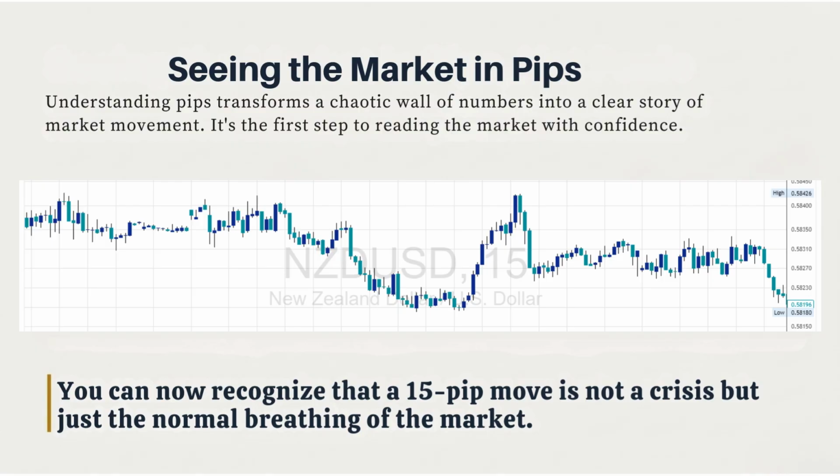What does that intuitive awareness actually look like when you're in a trade? Well, it starts with recognizing what we call normal market breathing. If you enter a trade and it immediately moves against you by, say, 10 or 15 pips, the person with PIP awareness doesn't panic. Right. They recognize that's not a crisis. That's just the normal spread or the noise of the market settling. It prevents that reflexive, emotional exit that can burn so many new traders when they feel like the world is collapsing over a tiny, insignificant movement.